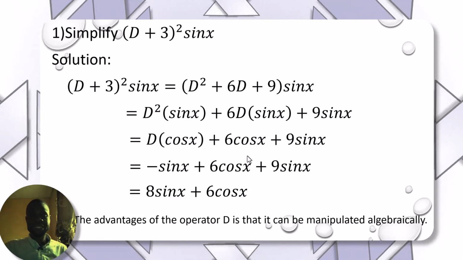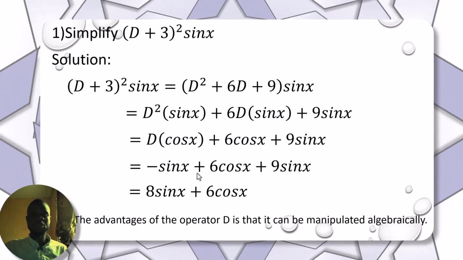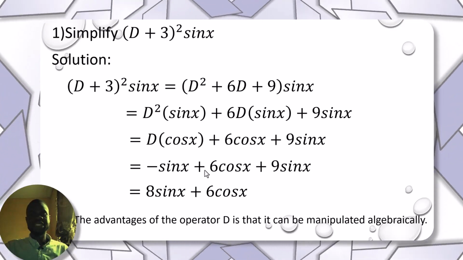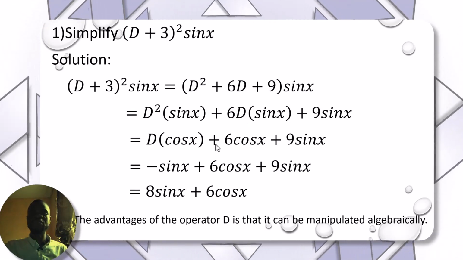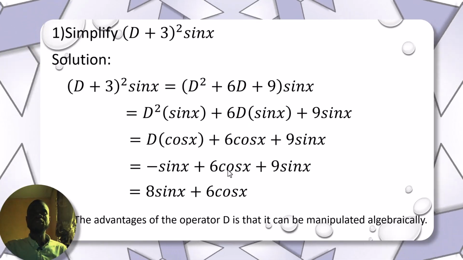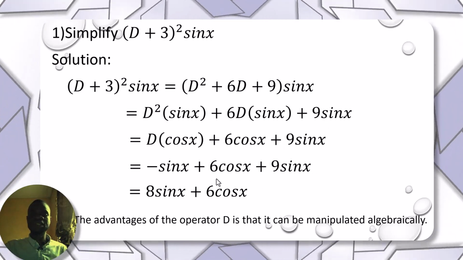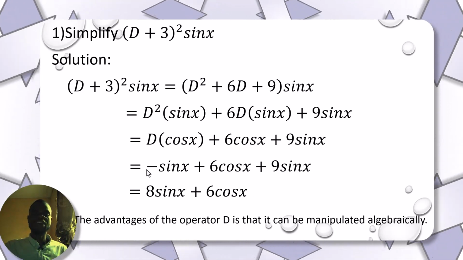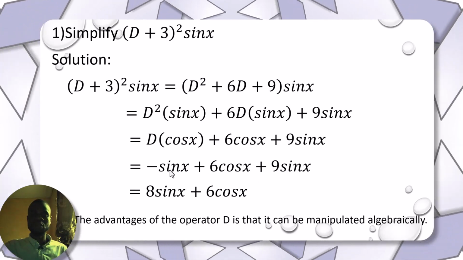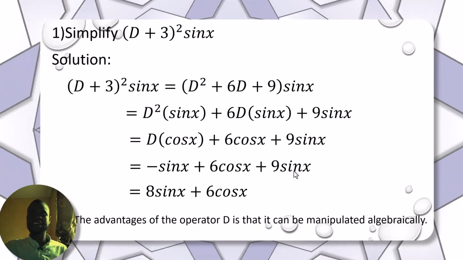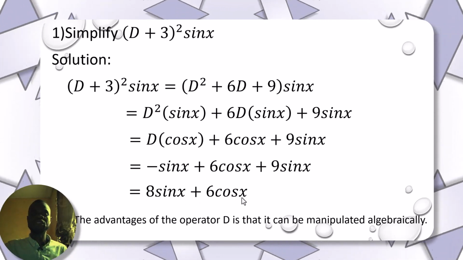Plus I will differentiate cos x, so sorry, it's supposed to give me minus sine x, right? Oh, sorry, there's no d here again, which means I simply have a plus 6 cos x, because there's no d, so I'm not going to differentiate it. Then plus here I have 9 sine x, so it will give me this. So here it means I have minus sine x plus 6 cos x plus 9 sine x. Look at sine x, negative sine x, then here I have 9 sine x. So adding this together, it will give me 8 sine x plus 6 cos x.